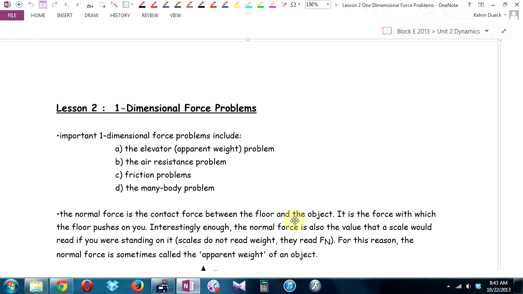It doesn't mean that some stuff won't be moving up, down at the same time as some stuff is moving left, right. It's just going to mean everything's going to be at nice 90-degree angles to each other, and we can compartmentalize it. What are some important one-dimensional force problems?